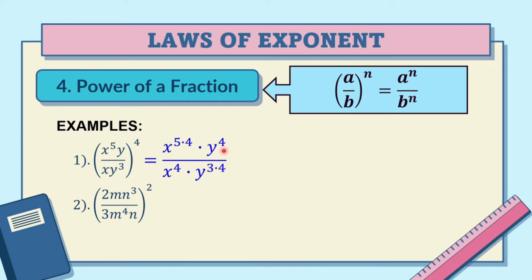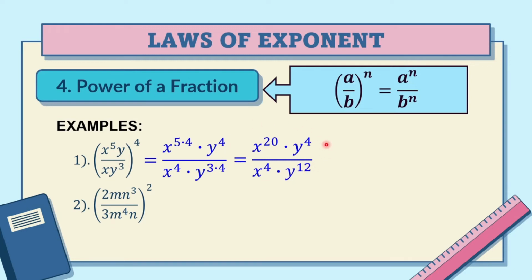Distribute lang natin yung mga 4 sa lahat ng base. Then, simplify. Okay, so x raised to the power of 5 times 4, that is 20. Then, copy lang natin itong y raised to 4 divided by. Then, copy yung x raised to 4. Then, solve natin itong y raised to the power of 3 times 4, that is 12.